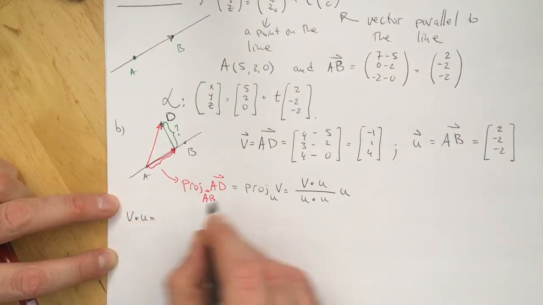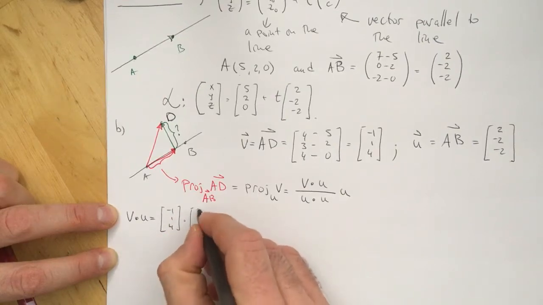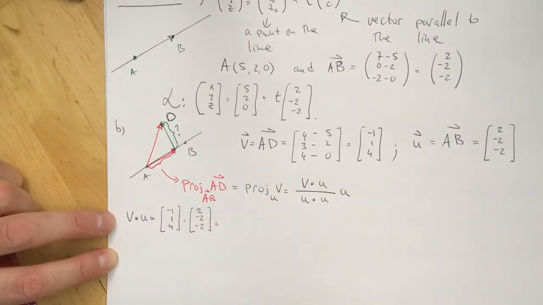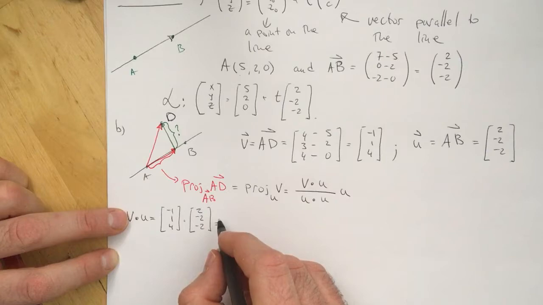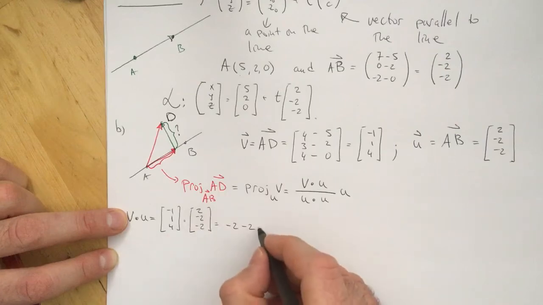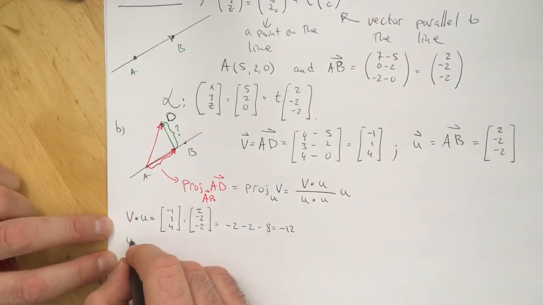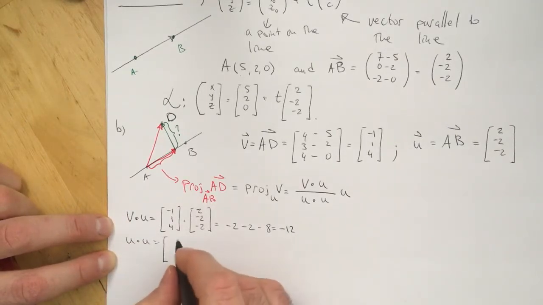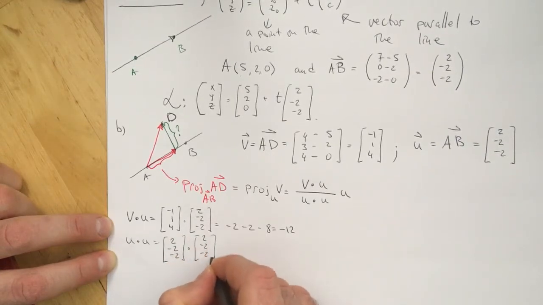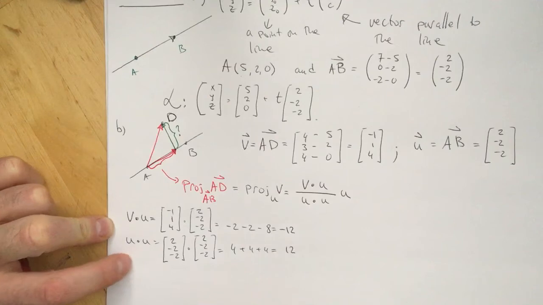On the side, very quickly, I'm going to calculate these two dot products. V dot product U is negative 1, 1, and 4, dot product 2, negative 2, and negative 2. We multiply the corresponding entries and then sum up these values. That's negative 1 times 2, negative 2, 1 times negative 2, negative 2, 4 times negative 2 is negative 8, and that's negative 12. And U dot product U is 2, negative 2, negative 2, dot product 2, negative 2, negative 2. That's 4 plus 4 plus 4, which is positive 12.